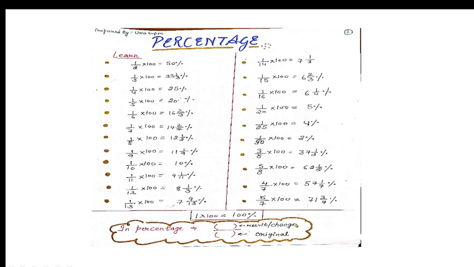In percentage, in the numerator we have the change or whatever is given, and in the denominator we always have the original value or the whole value. Let's start with the example.